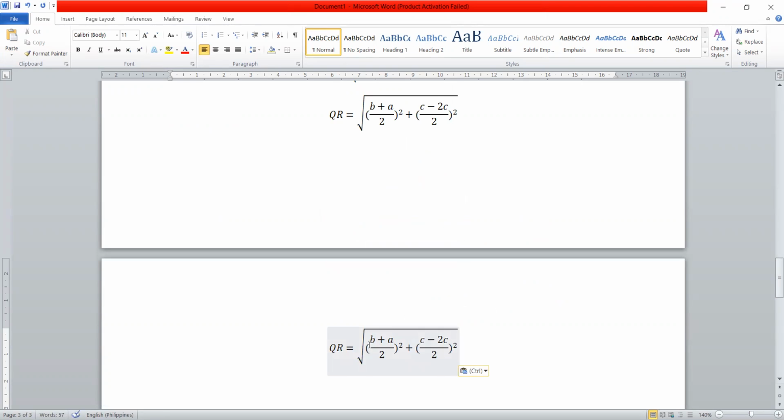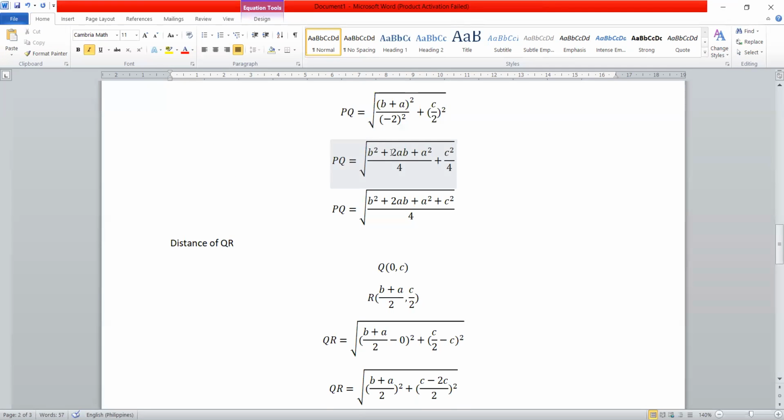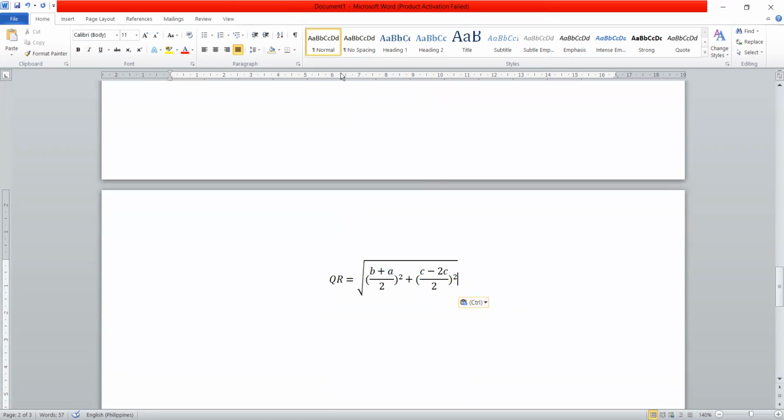So that's, as you can see, it's almost the same with the first one. So simplifying this will become b squared again plus 2ab plus a squared, and for your denominator, it will be 4 again. So let's write that one.